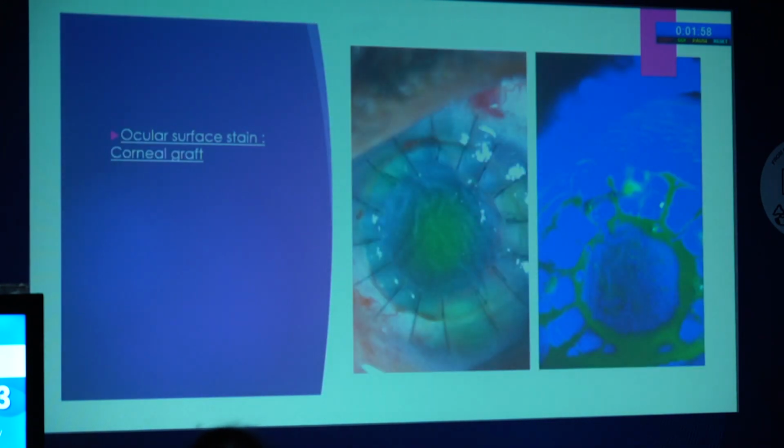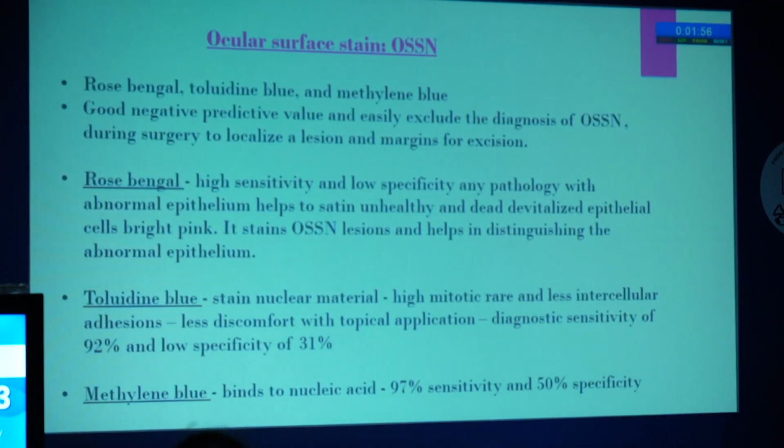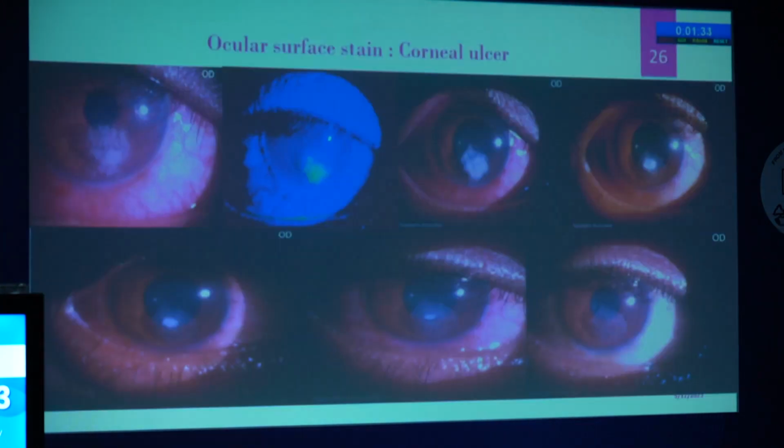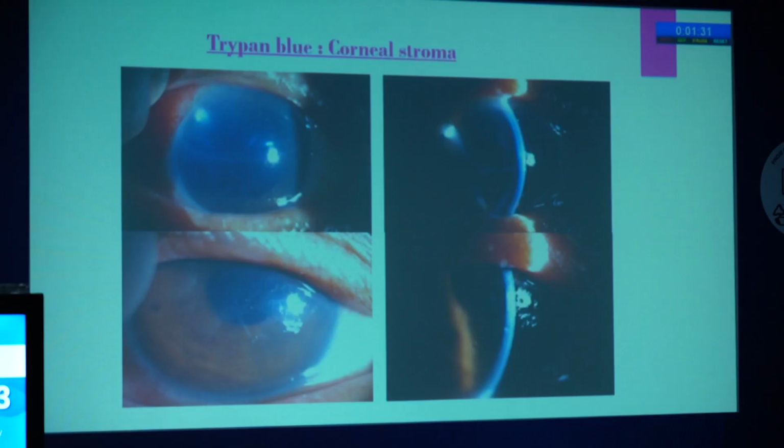We all know other applications, Seidel's test. In OSSN, we can use either rose bengal, toluidine blue or methylene blue. Out of these, methylene blue has the highest sensitivity and specificity. These are different stains, and depending on the location of staining, we also get an idea of what kind of pathology we are dealing with. If it is superior corneal, probably it is allergic or vernal. Inferior bulbar, we get to see preservative or medication-induced toxicity. Then contact lens practice, these are all very common.